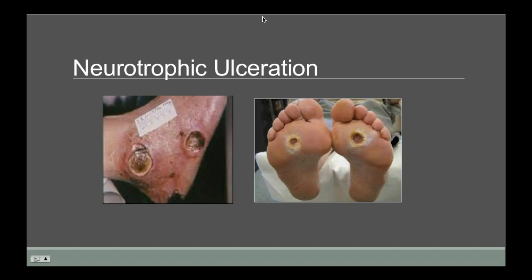You can also end up with neurotrophic ulceration. These are the diabetic foot ulcers that you will see on patients. Basically they have a loss of protective sensation, which leads to injury of the feet. The patient can't feel what's going on down there. So an injury occurs and they have no idea, and it just spreads.